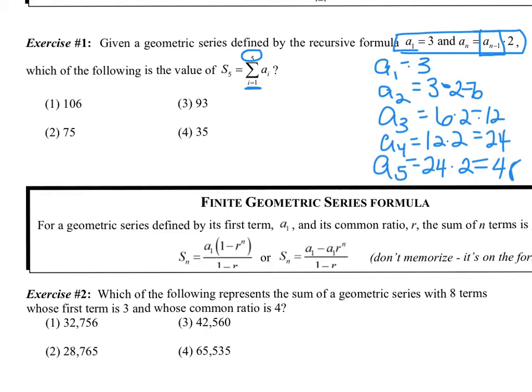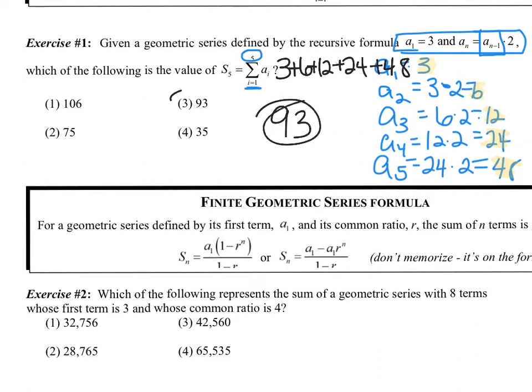So now that I have my A1 through my A5, I am now going to do what the summation tells me to do, and I am going to add them together. And when I do that, I should get 93 as my answer.